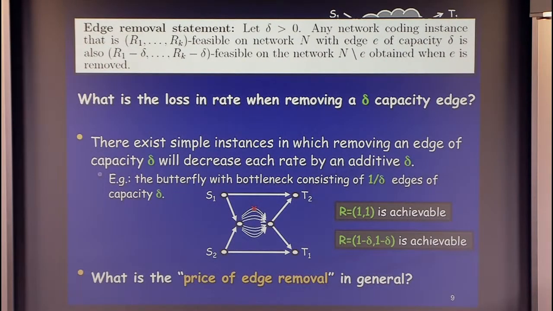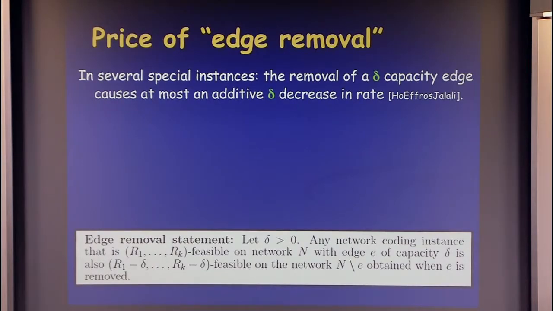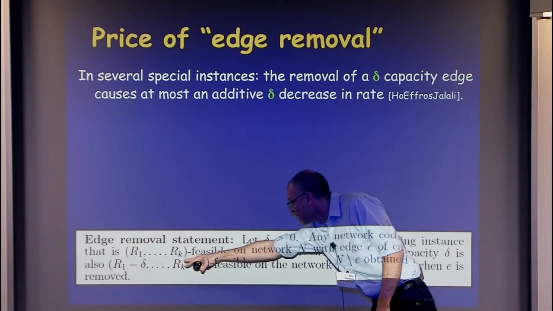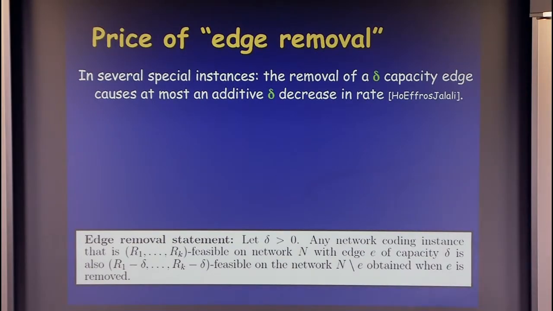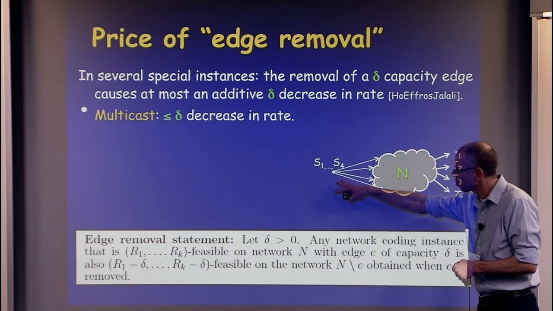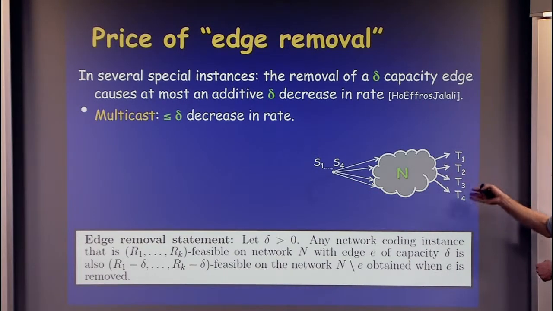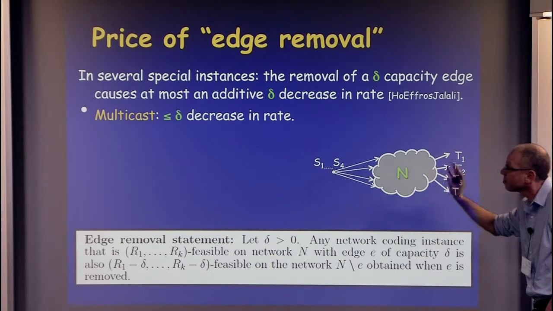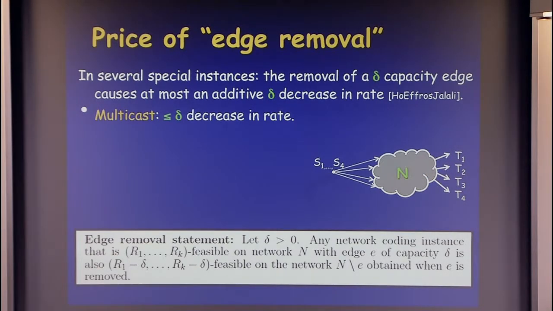So I said it's not known to be true or false, but it is known to be true in several special cases. So there are cases in which the removal of a delta capacity edge is going to give you at most this kind of loss in each and every coordinate. So what are the cases? The first case is the case of multicast communication, in which we have one source that holds all the information. All the information of this source is going to be communicated to all the terminals. So all the terminals want all the information. In this case, if you remove any edge of capacity delta, then you get a delta decrease in rate at most.